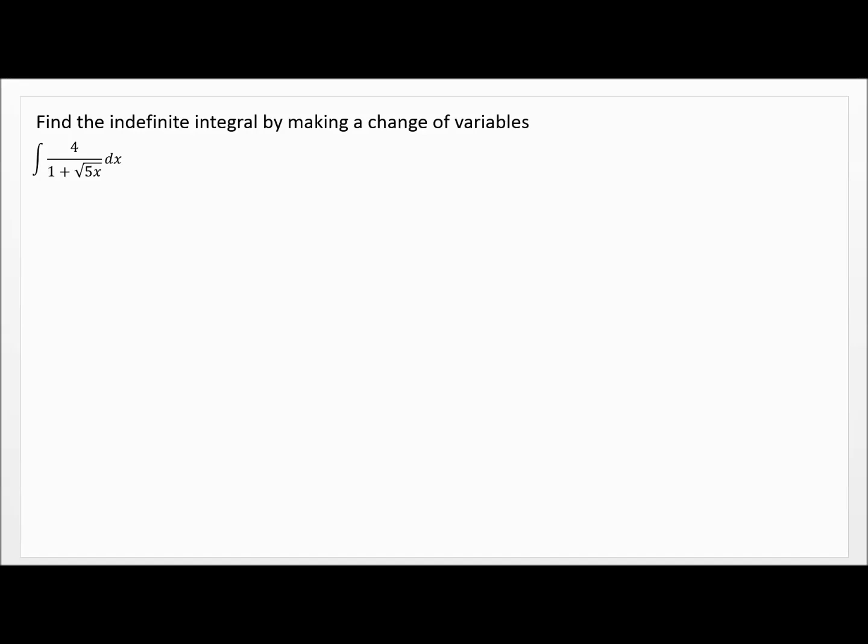It says find the indefinite integral by making a change of variables. It actually goes on to give a hint that says let u equal the denominator. So that's what we're going to do. We're going to let u equal 1 plus the square root of 5x. And of course you know what we do. Once we select u, we take the derivative.